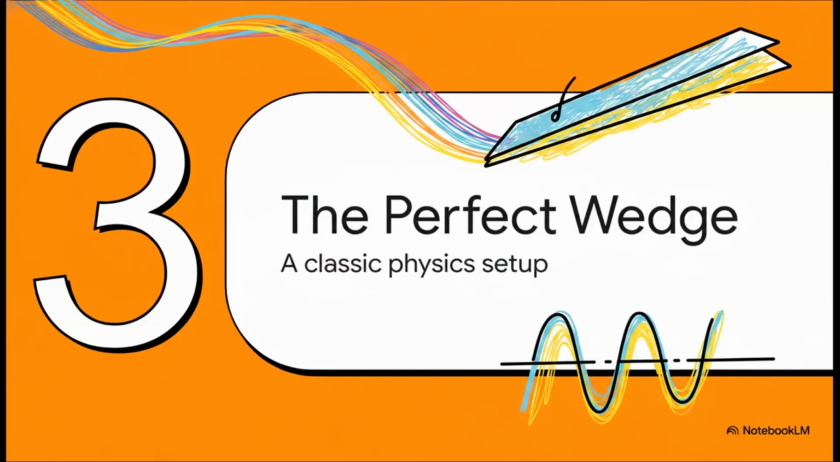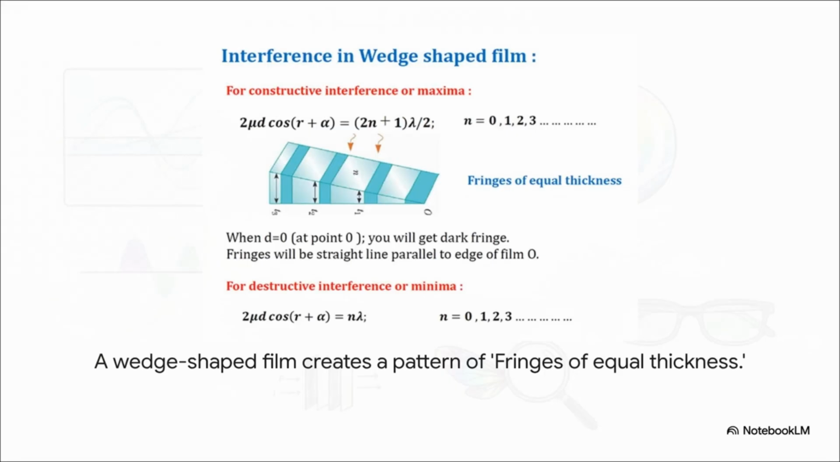So let's take those two ideas and see them in action. We're going to look at a classic physics setup, the wedge-shaped film. Just imagine taking two flat pieces of glass and putting a single human hair at one end. This creates a super thin wedge of air between them that gets thicker as you move away from the edge where they touch. Now, if you shine a single color of light down on this glass wedge, something incredible happens.